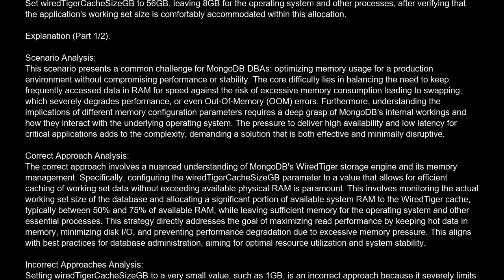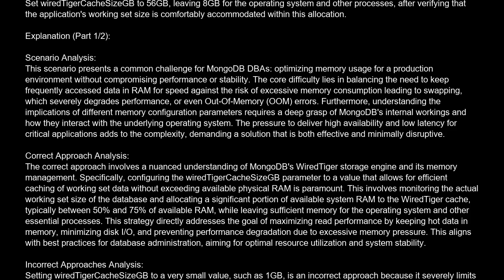Correct answer is A. Set wiredTigerCacheSizeGB to 56 GB, leaving 8 GB for the operating system and other processes, after verifying that the application's working set size is comfortably accommodated within this allocation. Explanation. Scenario analysis. This scenario presents a common challenge for MongoDB DBAs, optimizing memory usage for a production environment without compromising performance or stability. The core difficulty lies in balancing the need to keep frequently accessed data in RAM for speed against the risk of excessive memory consumption leading to swapping, which severely degrades performance, or even out-of-memory errors.